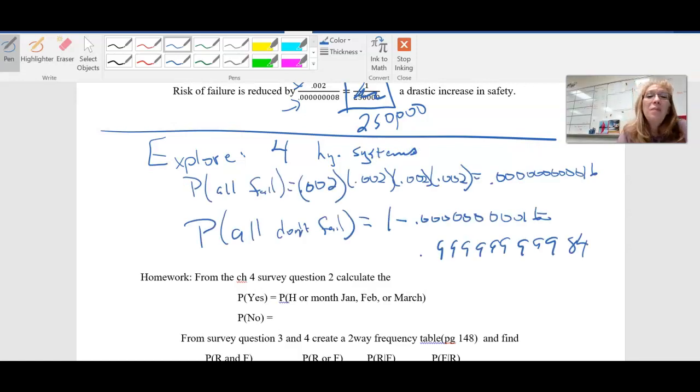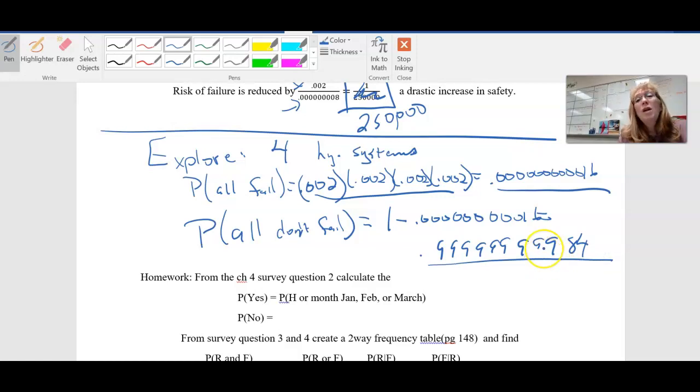Okay, I hope you did well. Probability of all of them failing is 0.002 times itself 4 times, which is that number. All don't fail is 1 minus. This is like an at least problem, just so you're aware. So 1 minus this amount gives us 0.999999984 chance that they will not all 4 fail, which went up even higher than before. I hope you did great.